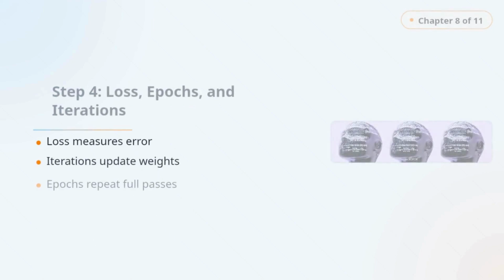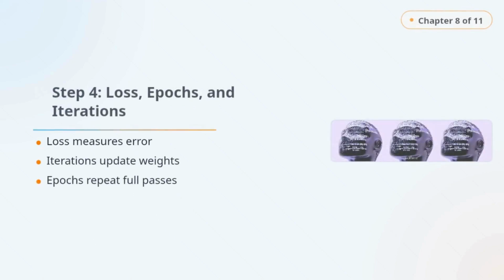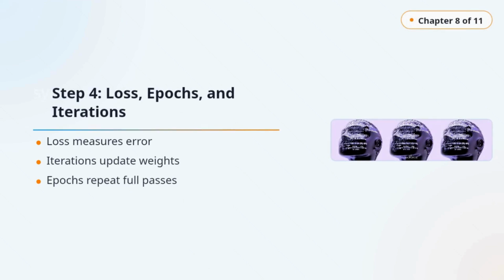During training, the model makes predictions and compares them with the expected output. The difference becomes the loss value. Lower loss usually means the model is learning better. Training happens in iterations, where one batch is processed at a time, and in epochs, where the model sees the entire dataset once. Monitoring these values helps you improve performance and avoid overfitting.